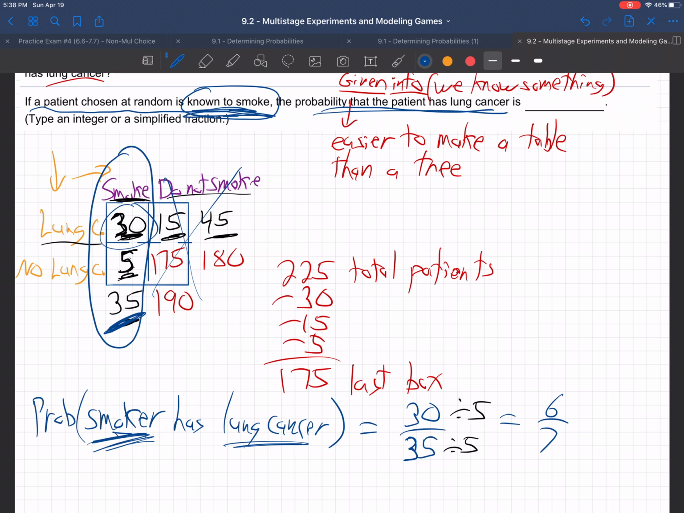So that was not an easy question to answer. We had to make a table carefully and then look carefully at just the smokers in that table. Among the 35 smokers, 30 had lung cancer. There we go.